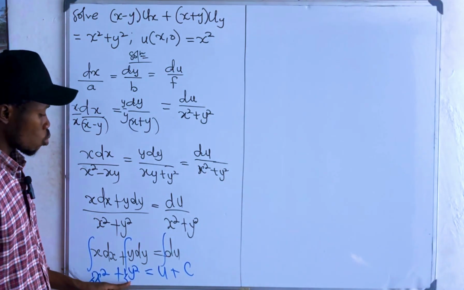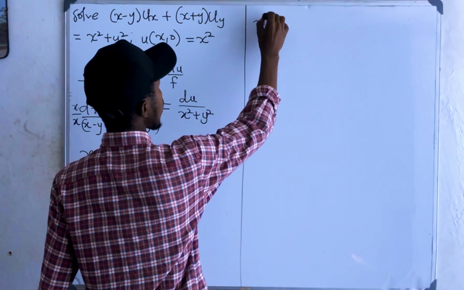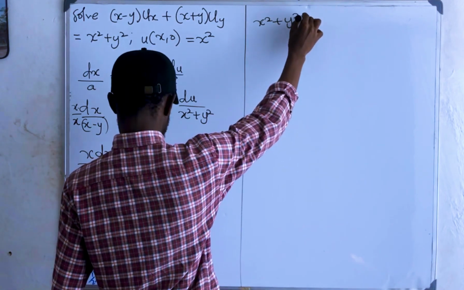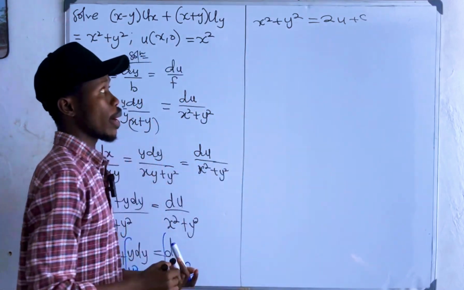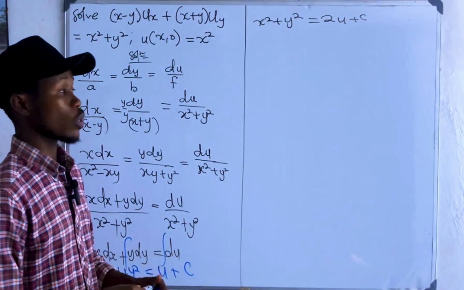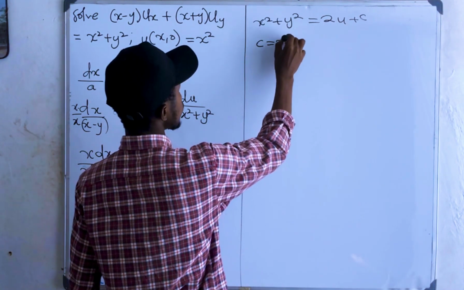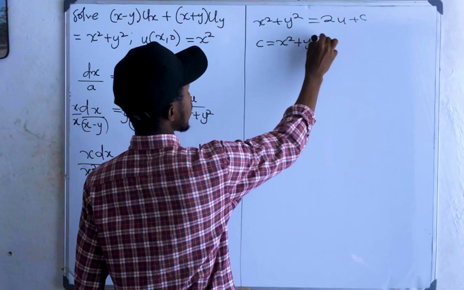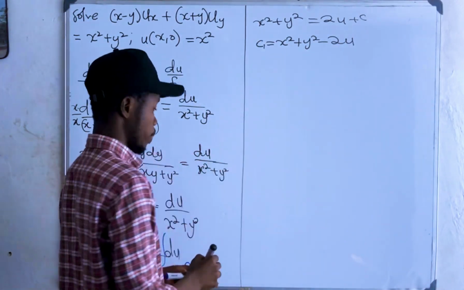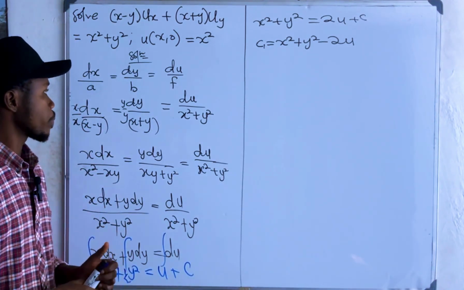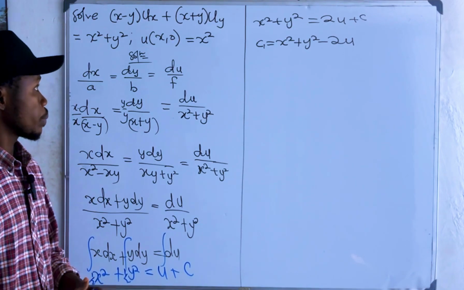If I multiply through by 2, I'm going to have x squared plus y squared equals 2u plus c. If I multiply c by 2, I still get c, because a constant is a constant. So here I'm going to have c equals x squared plus y squared minus 2u. So let me name it c1. Okay, so we have c1. We have to get another constant so that we can equate them.